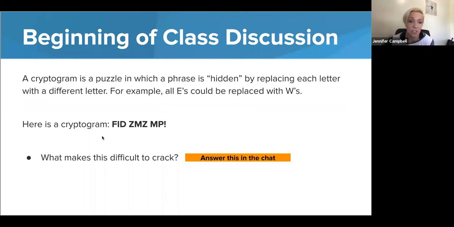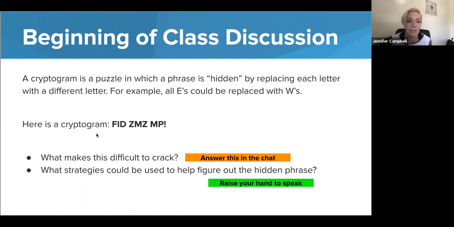Since this is short, that actually does make it difficult, right? Because if it was longer, we might be able to use some strategies. Does anyone know any strategies you might be able to use if it's longer? For this one, just raise your hand and I'll call on you. Anyone? All right, Adam, you can unmute.